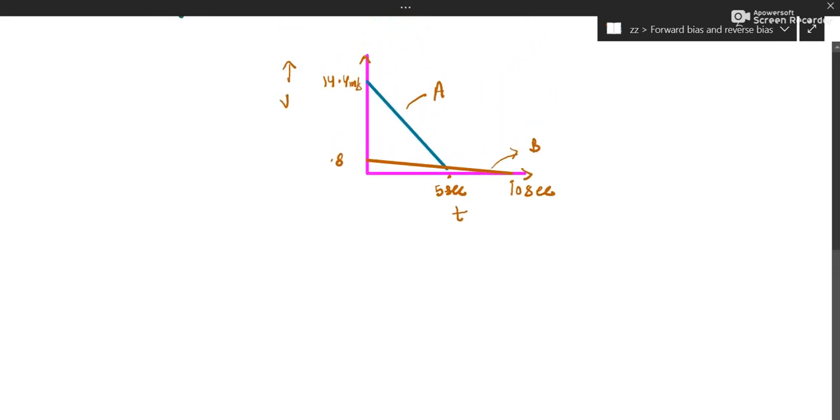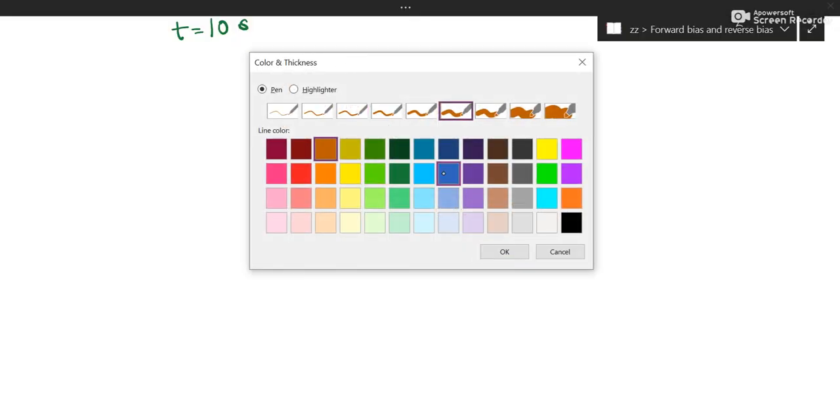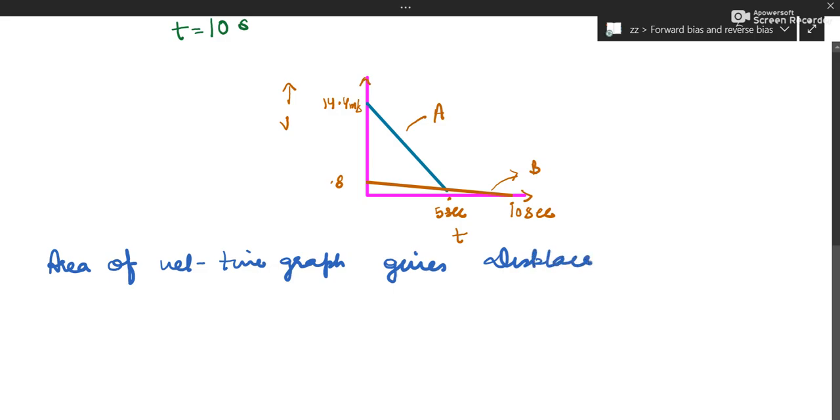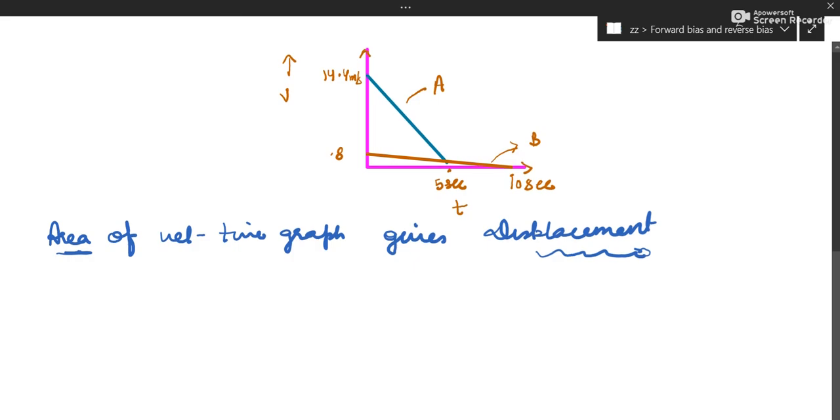So you can write this thing, that area of velocity time graph gives us displacement. It means which car goes farther can be told by looking at the displacement, which is calculated by area of the graph. So, we'll find out area of graph for car A. That is displacement of car A.